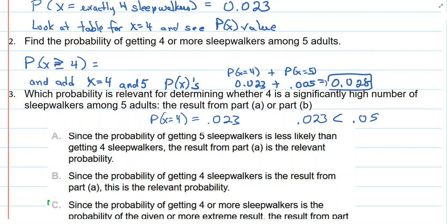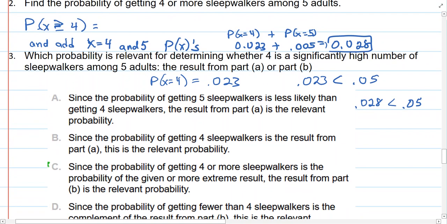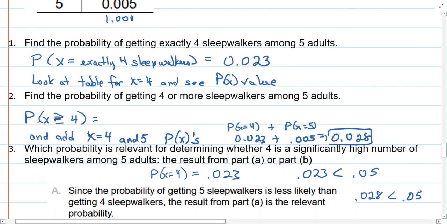And between A and B, okay, so it's less than. Now, the other one is 0.028 with 0.05, and that is also less than. Since the probability of getting 5 sleepwalkers is less likely than getting 4 sleepwalkers, the result of part A is the relevant probability.